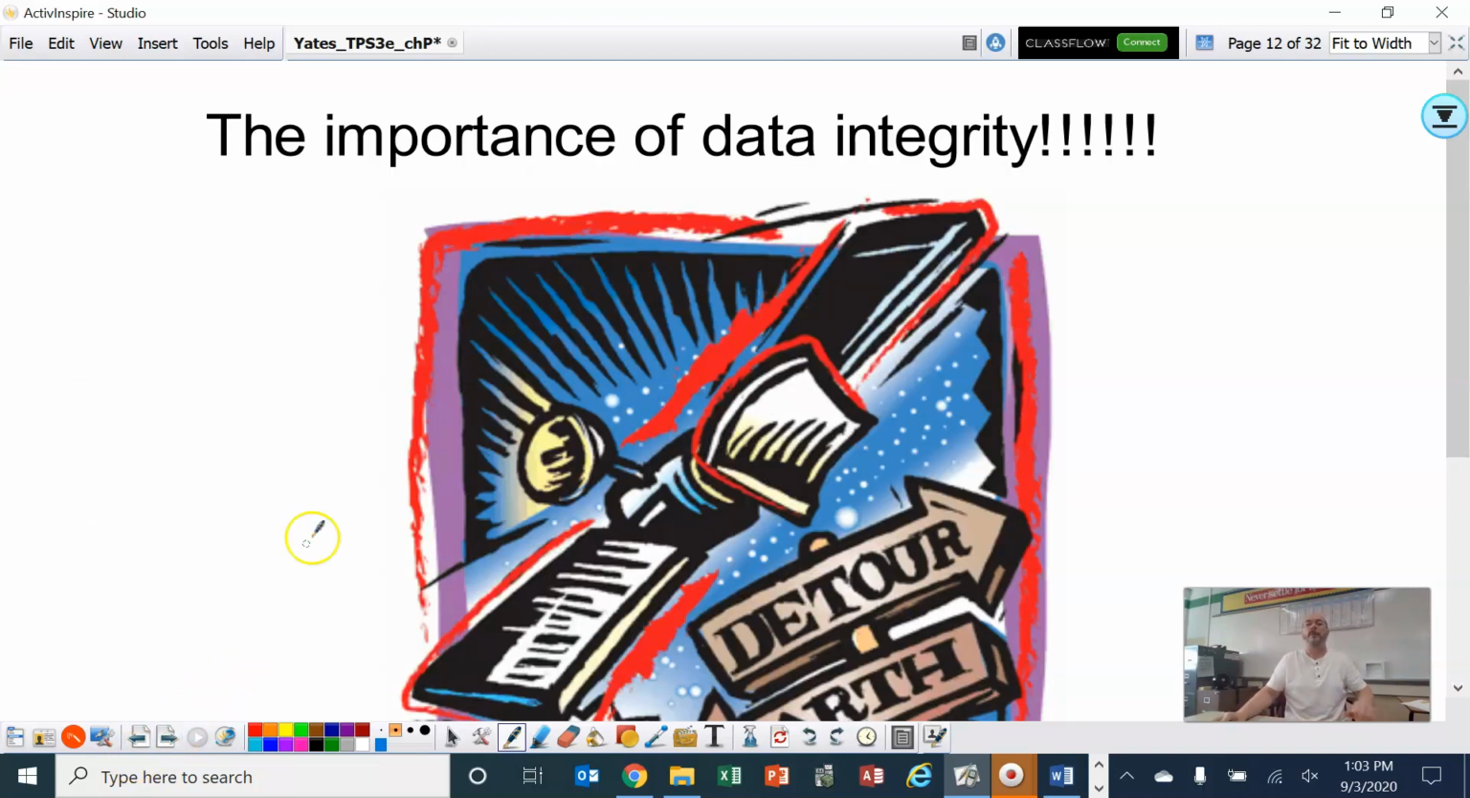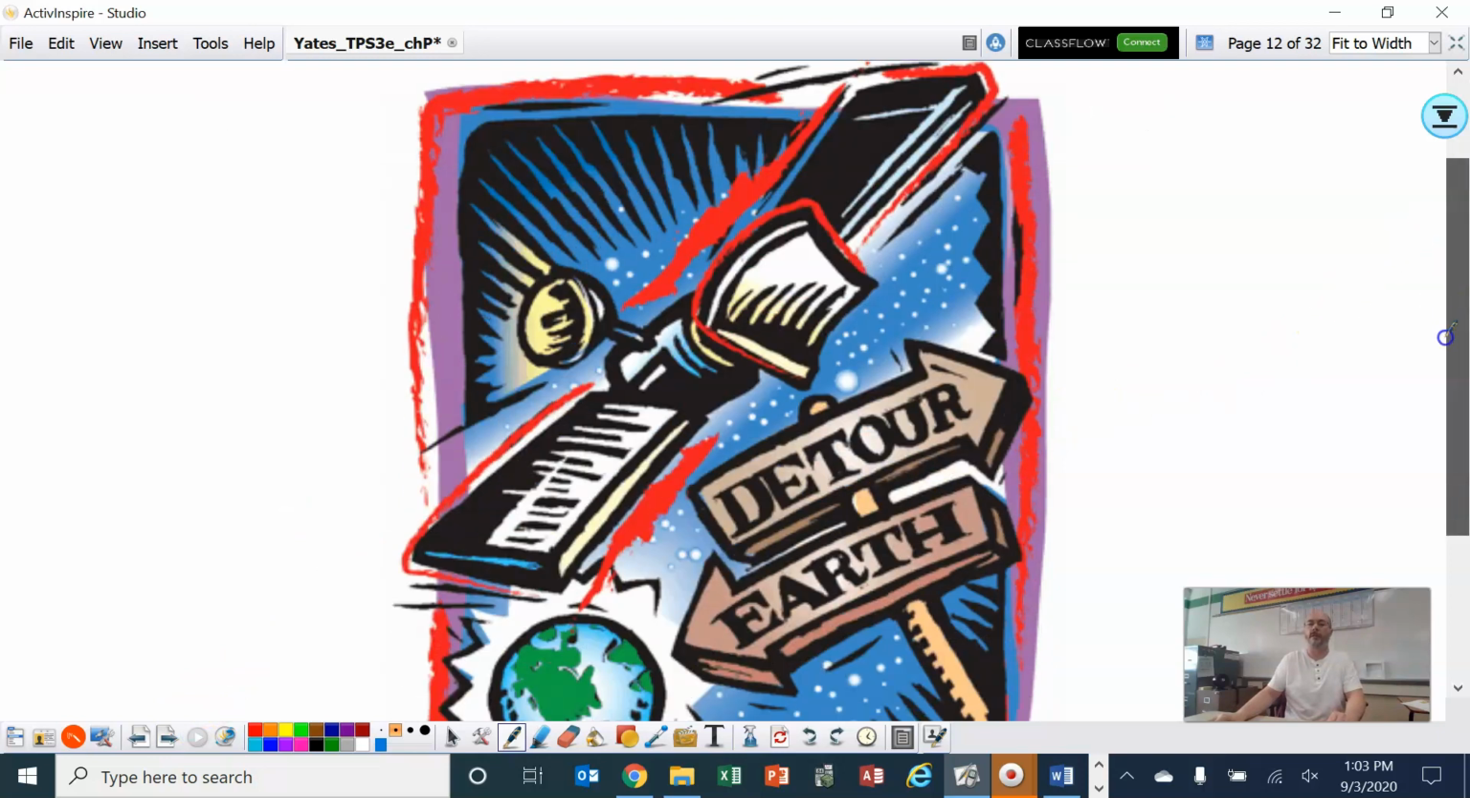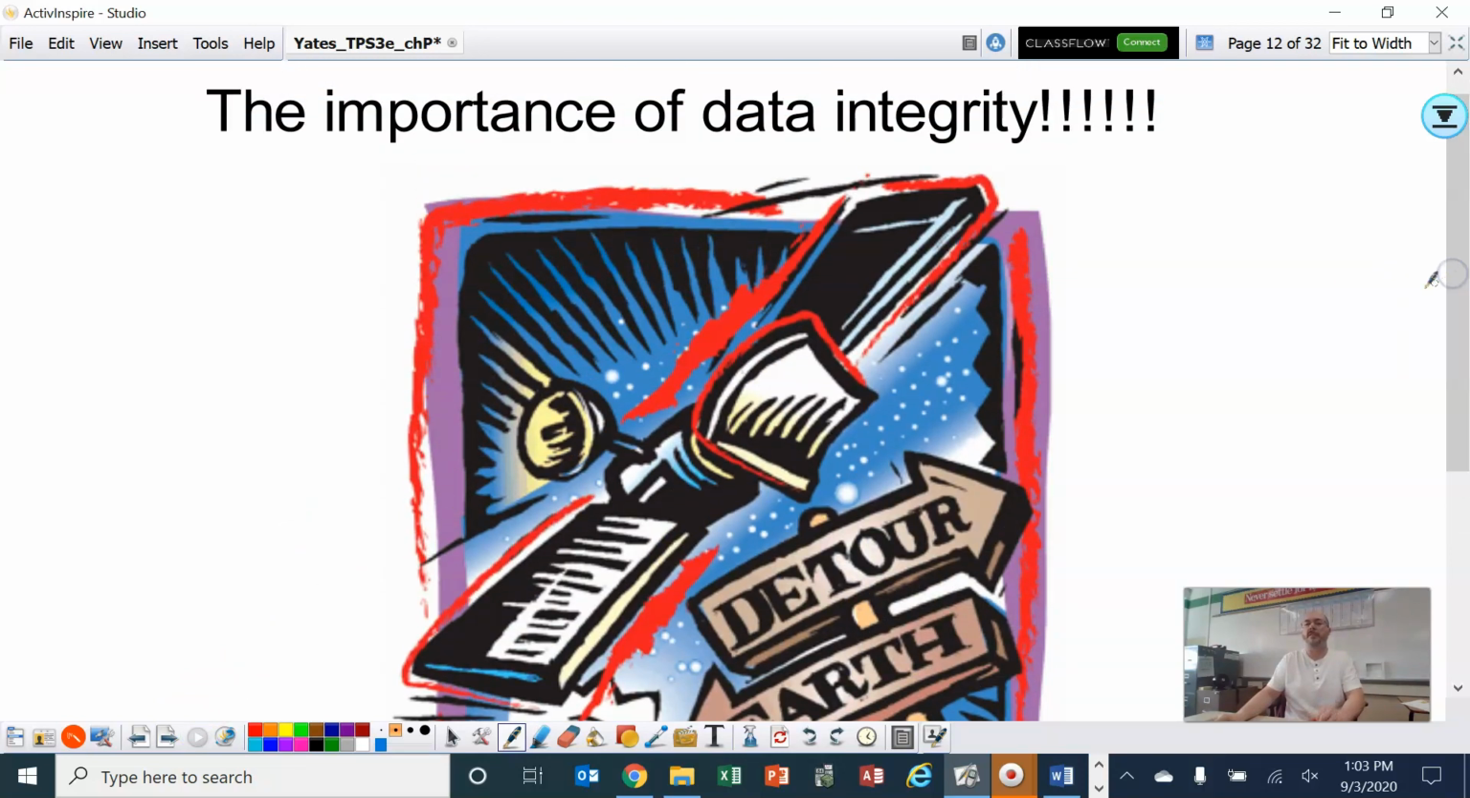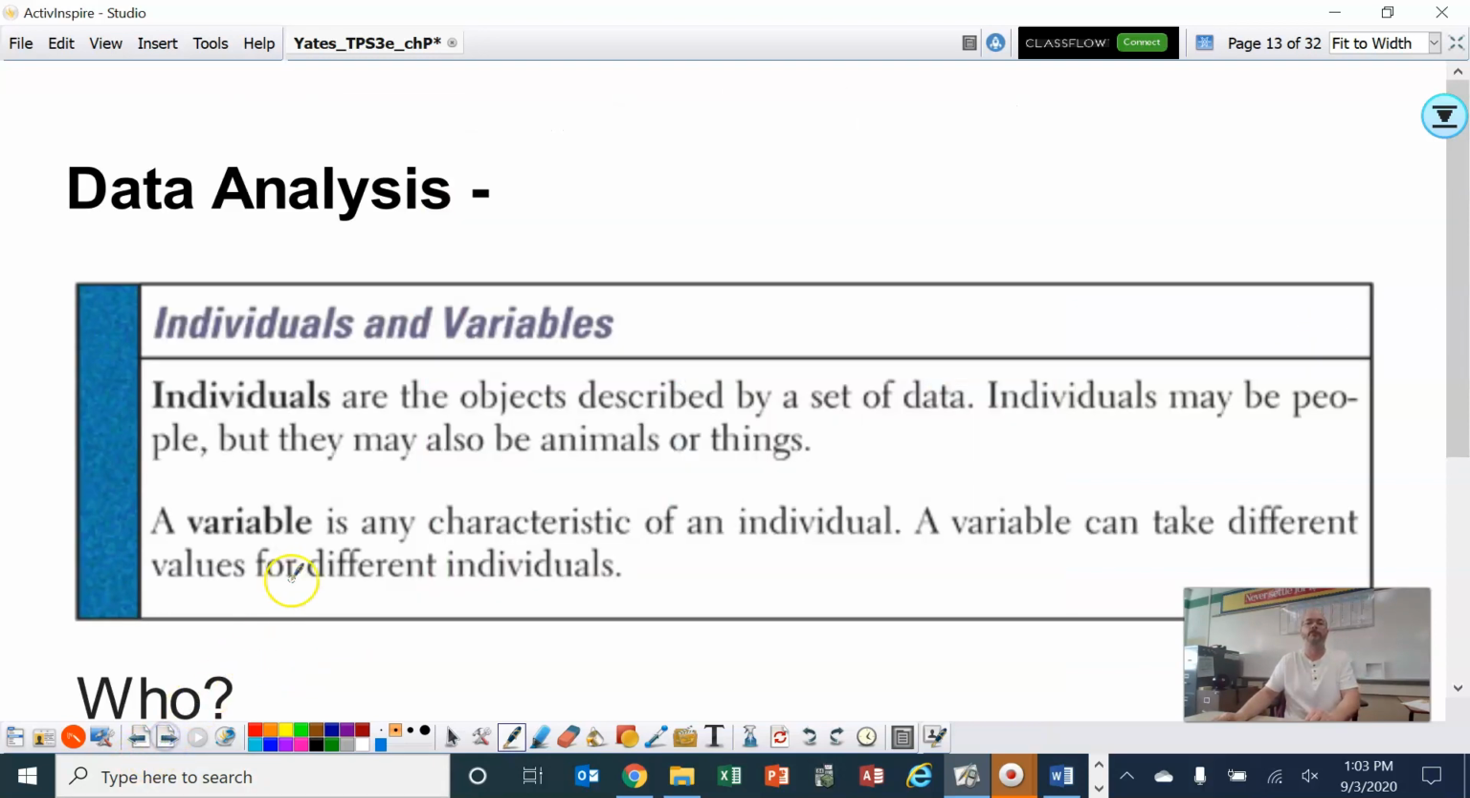All right, the importance of data integrity. You'll find this in your book. I want you to read it. You're going to see that little symbol. I want you to read over that.